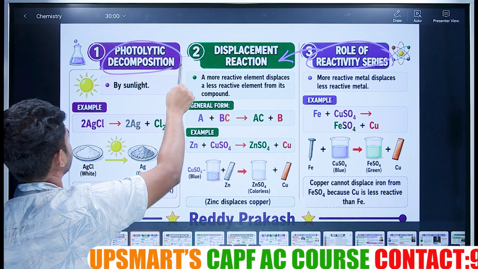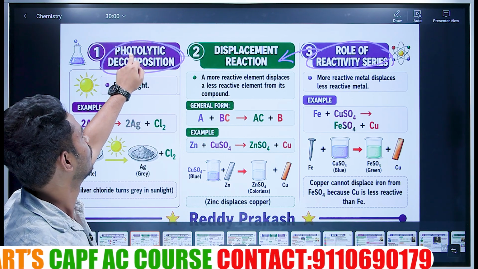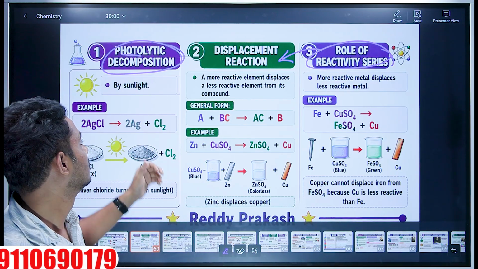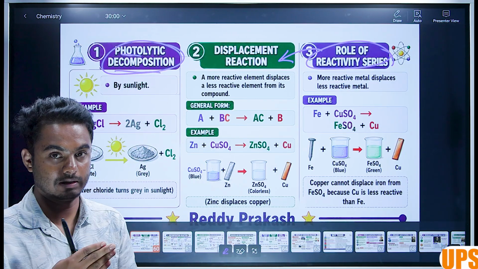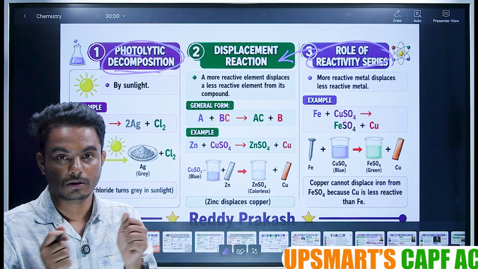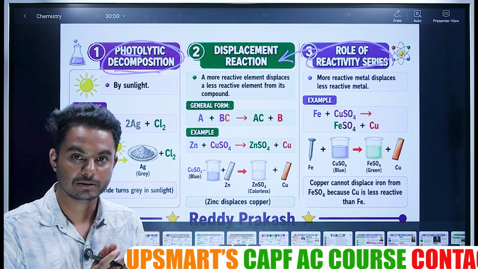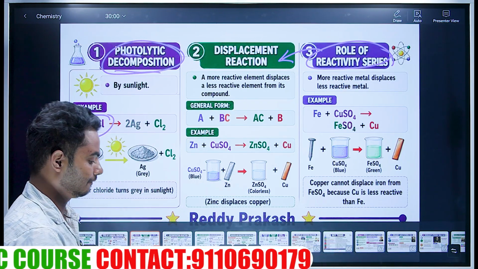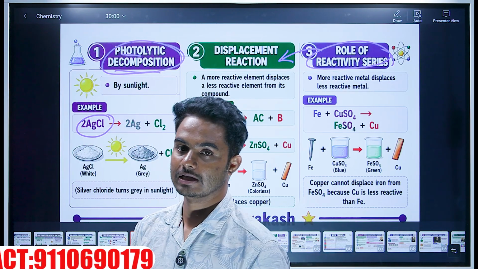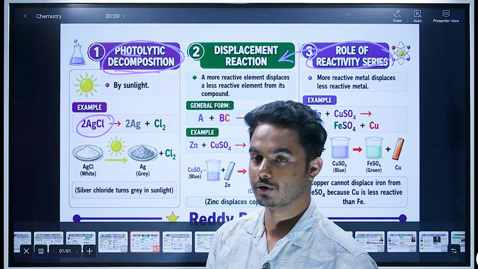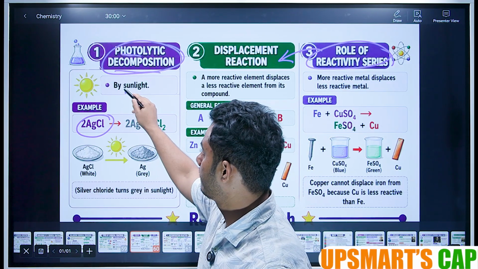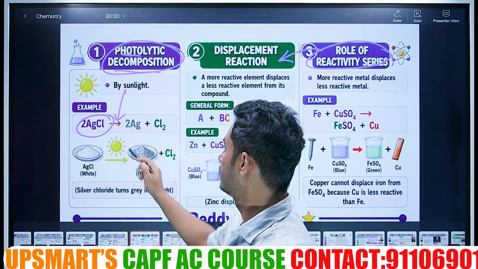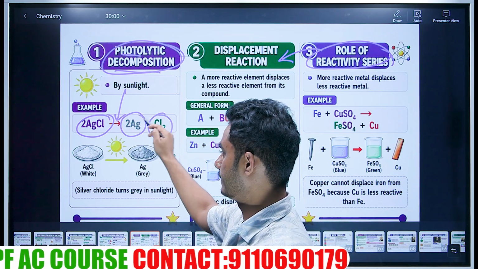Now, photolytic decomposition. What is photo? Photo means energy, usually the sun, the heat. Decomposition means breaking. Combination means coming together, combining. Decomposition means breaking. Now see, we have silver chloride, AgCl. 2AgCl is the formula of silver chloride, right? When silver chloride is exposed to sunlight, what happens is silver and chlorine get separated.